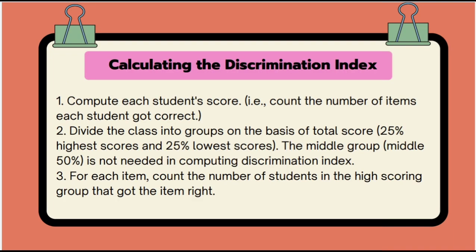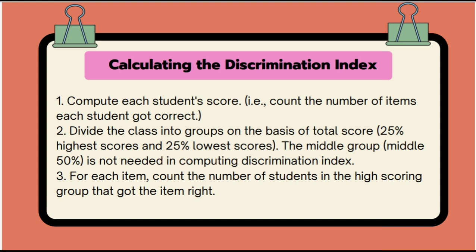In calculating the discrimination index, there are steps that we need to follow. And these are: Step 1. Compute each student's score, or in other words, count the number of items each student got correct. Step 2. Divide the class into groups on the basis of total score. So 25% is from the highest scores and another 25% from the lowest scores. The middle group, which is 50%, is not needed in computing the discrimination index.